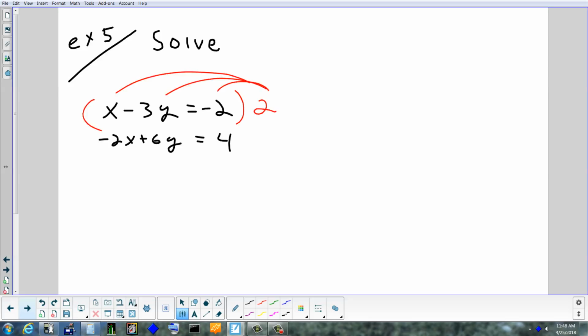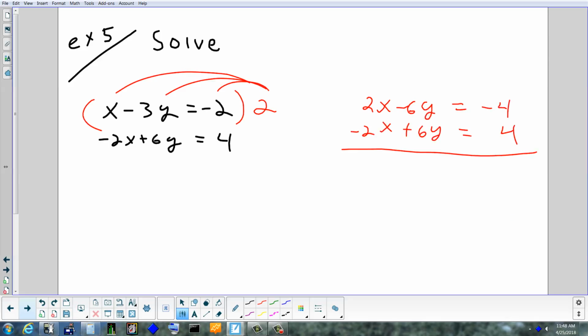Okay, what do you get if you multiply the top by 2? 2x minus 6y equals negative 4. The bottom is 2x plus 6y equals 4. Adding them gives 0 equals 0. Infinite solutions.